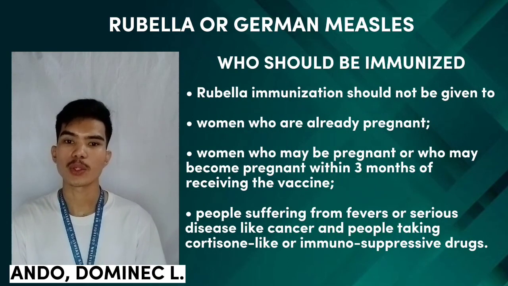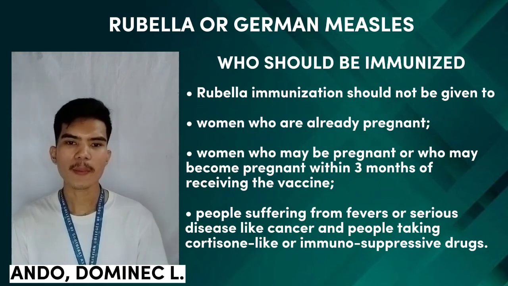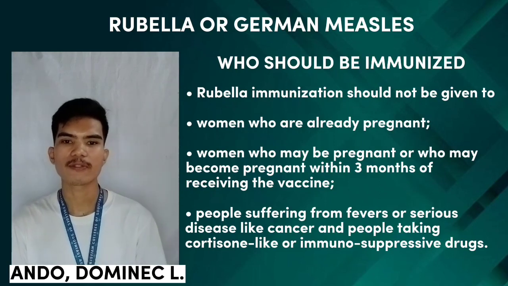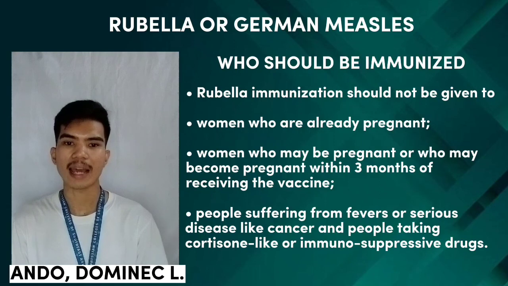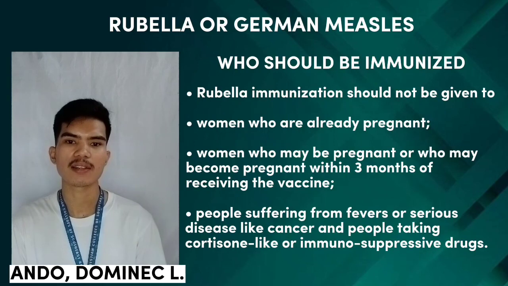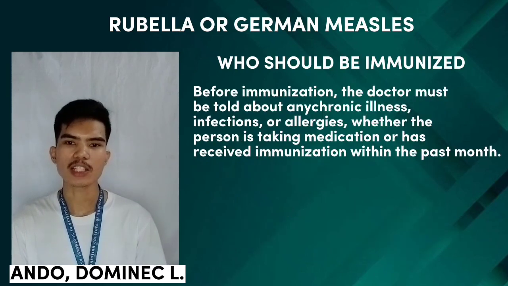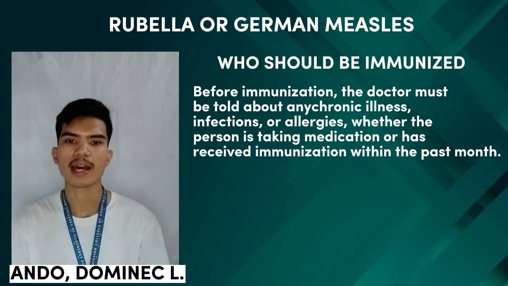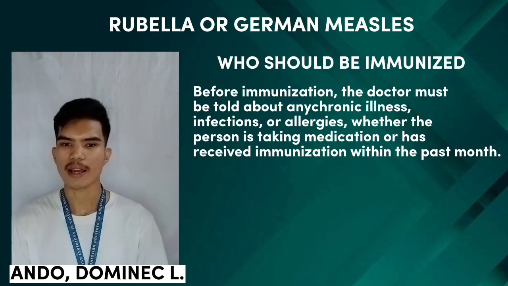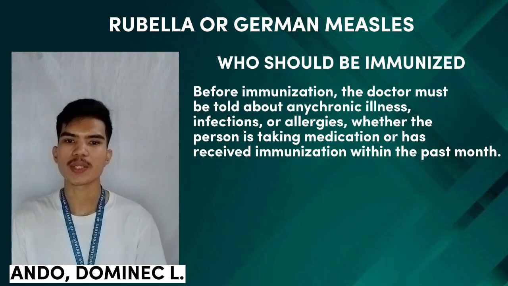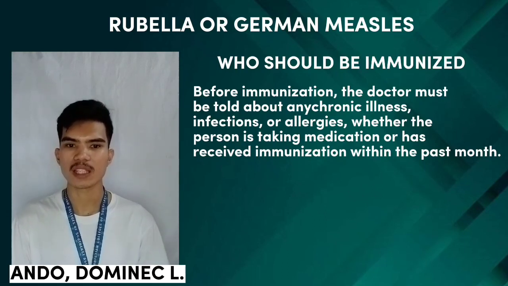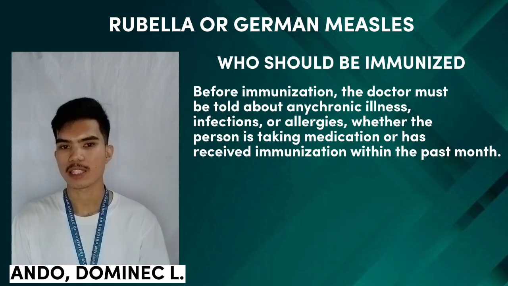Rubella immunization should not be given to women who are already pregnant, women who may be pregnant or who may become pregnant within 3 months of receiving the vaccine, people suffering from fevers or serious disease like cancer, and people taking cortisone-like or immunosuppressive drugs. Before immunization, the doctor must be told about any chronic illness, infections, or allergies, whether the person is taking medication or has received immunization within the past month.